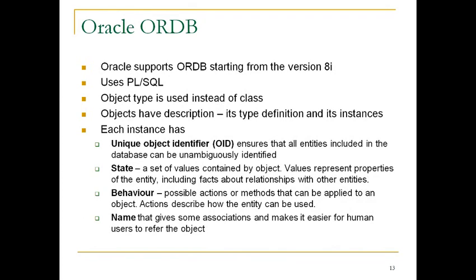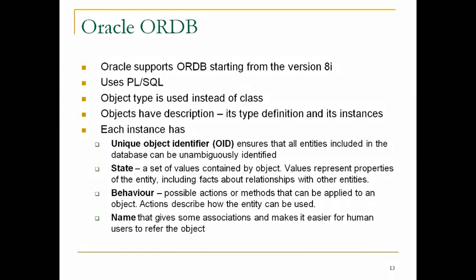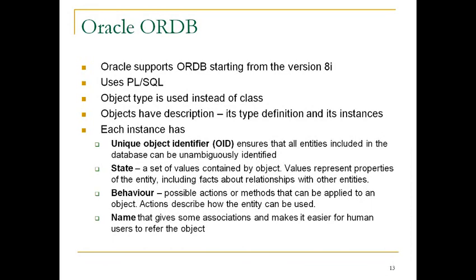I defined the concept of class in the object-oriented approach. In the approach of Oracle, this concept is named object type. But otherwise, besides the name, it's almost the same as the class. Only in these databases, it is named object type. Objects have descriptions in the definitions. They are described, what do they contain, what functions, what attributes, and so on. And they have instances, or as called in Oracle, objects. We have object types and objects.